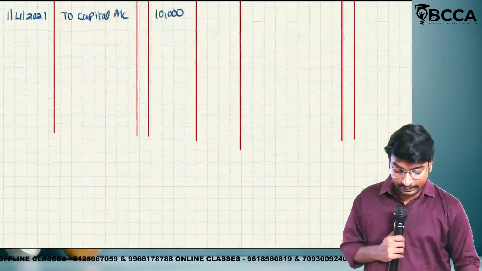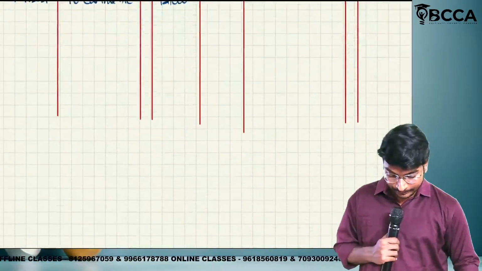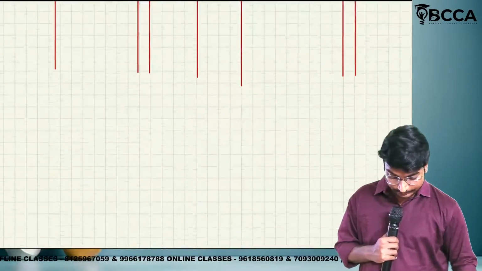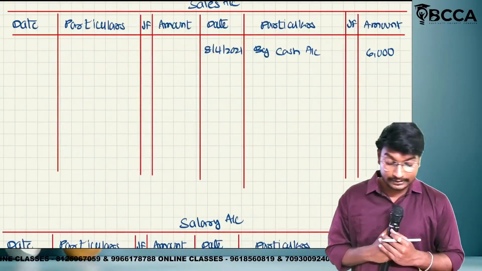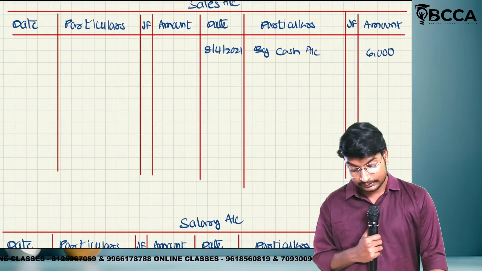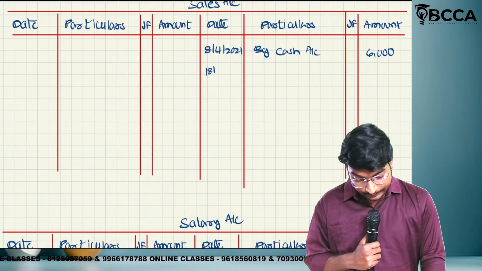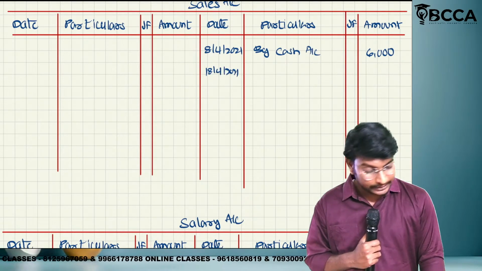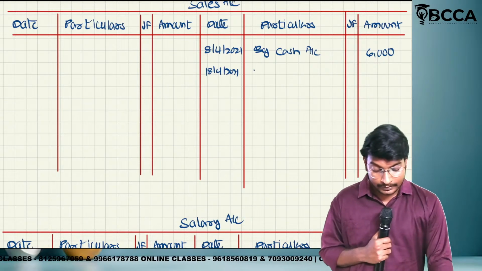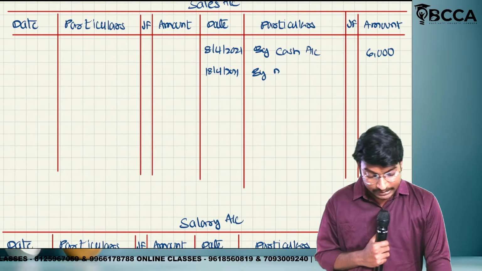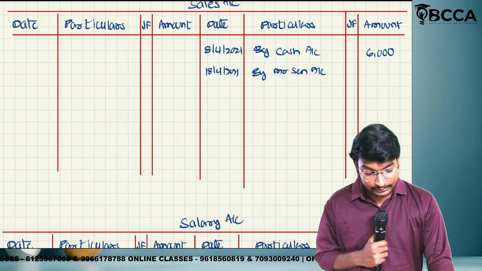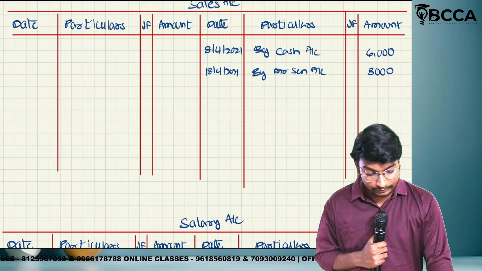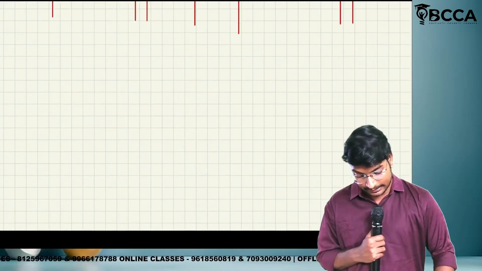In the sales account, we have to record on the credit side. Where is the sales? In the sales, what is the date? 18th April 2021, by Mr. Sane account. What is the amount? 8000. We have to open which account? Mr. Sane account.